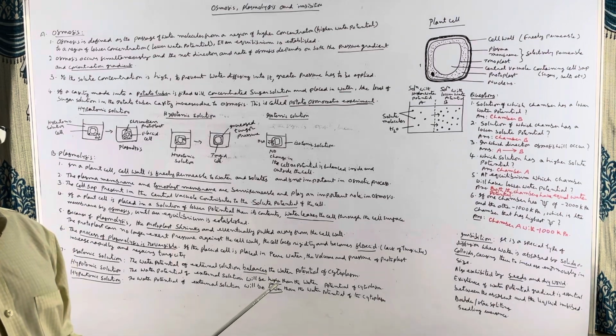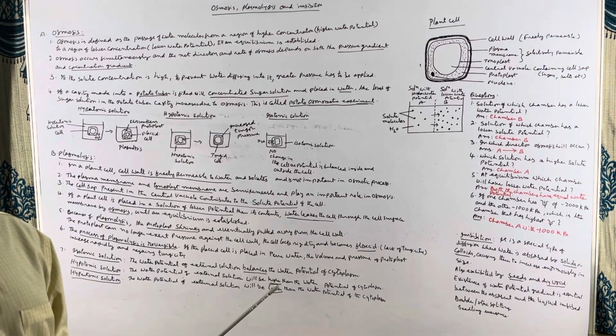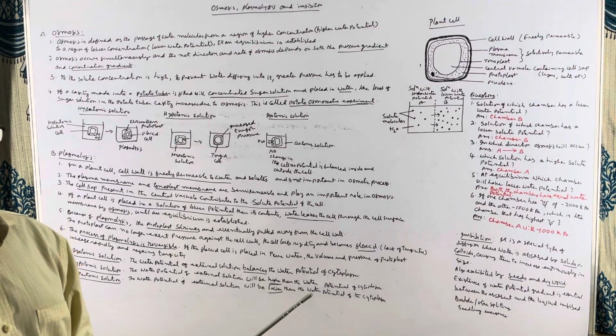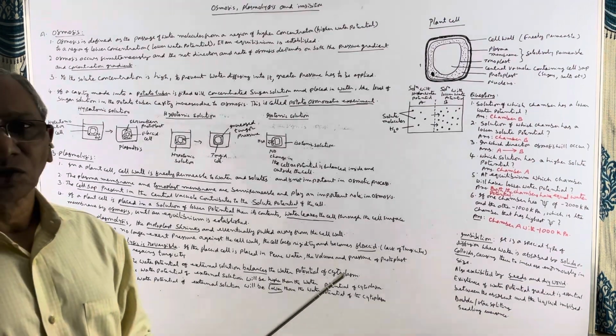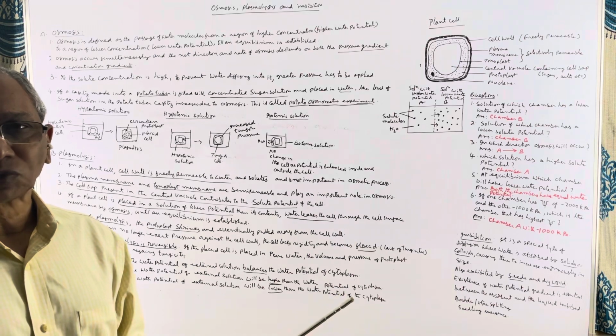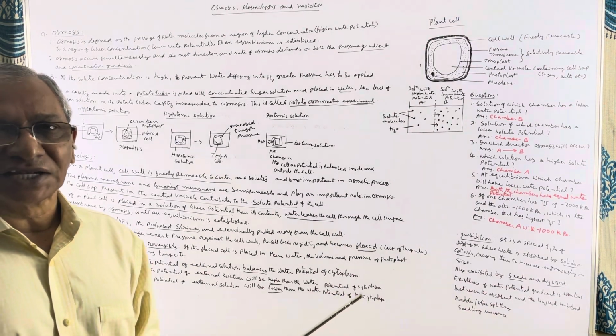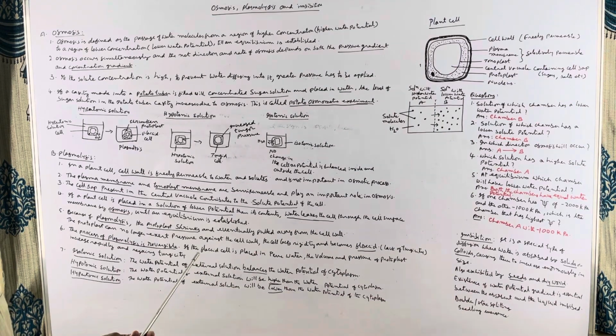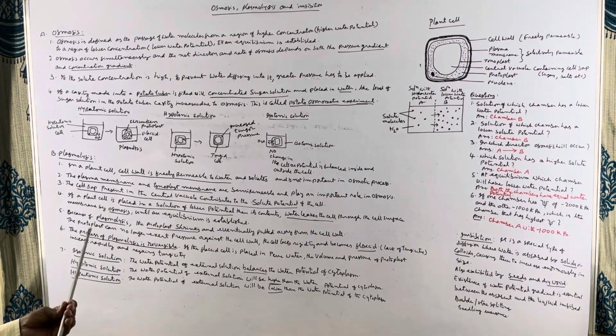Plasmolysis can be reversible. If the plant cell is placed in pure water, what happens? Because of the difference in the water potential, water moves from outside into the cell and the cell regains its original shape and its turgidity. So plasmolysis is only a temporary process and it can be reversed.